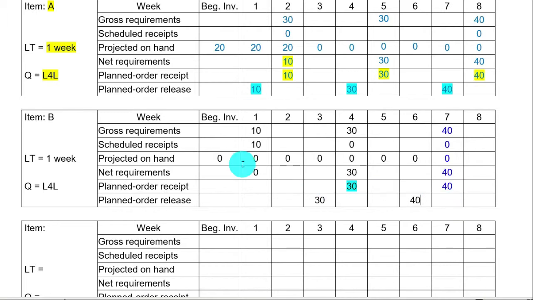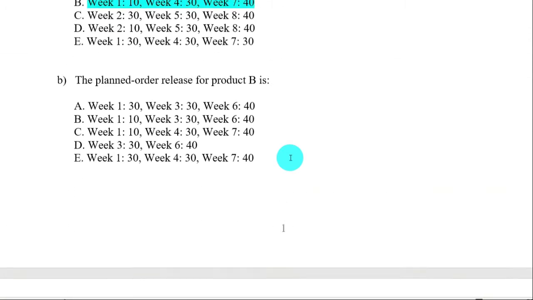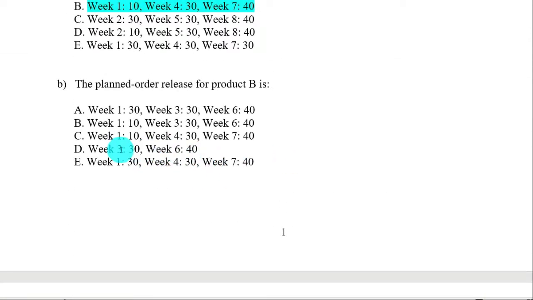Okay, so planned order release for item B is week 3, 30, week 6, 40. Okay, let's scroll up. 3, 30, 6, 40. Okay, here 3, 30, 6, 40. The answer is D. Oh, and by the way, you can download this worksheet in the link below.